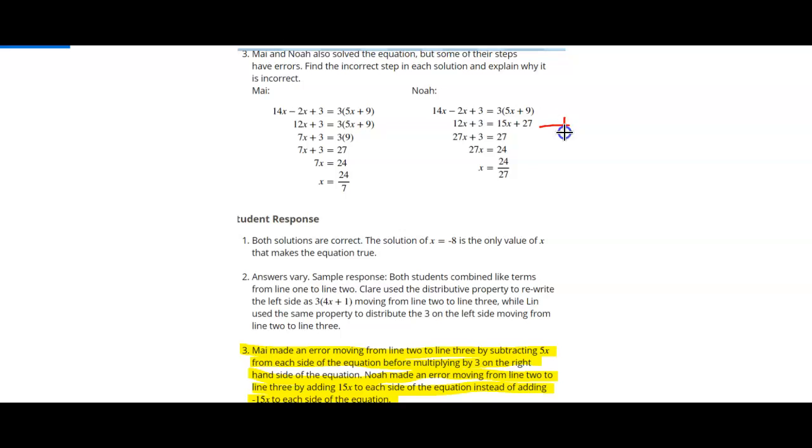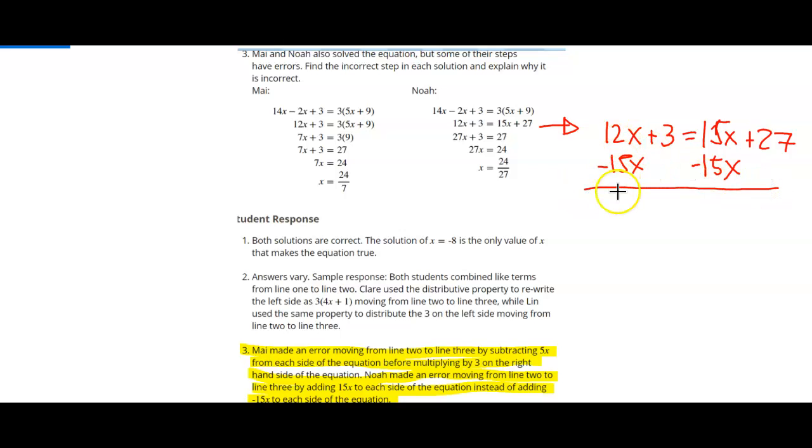So the 15 over here, so she has 12x plus 3 equals 15x plus 27. So we go here and I have 15 negatives. And so I should have the difference of 12 and 15, or if you have 15 negatives and 12 positives, you have 3 negatives plus 3 equals 27. That's her mistake.